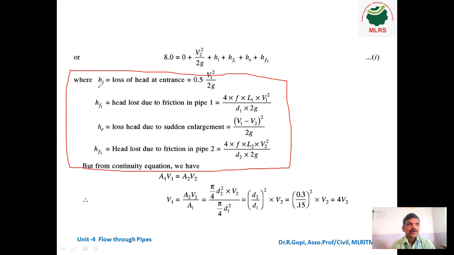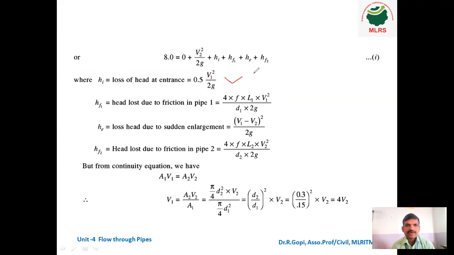So the HI formula is equal to 0.5 V1 square by 2G. That means the loss of head due to inlet is 0.5 V1 square by 2G. Next, loss of head due to friction in pipe 1. We know the Darcy-Weisbach formula, 4FLV square divided by 2GD. Here there are two pipes. The first pipe has length L1, velocity V1, and diameter D1.